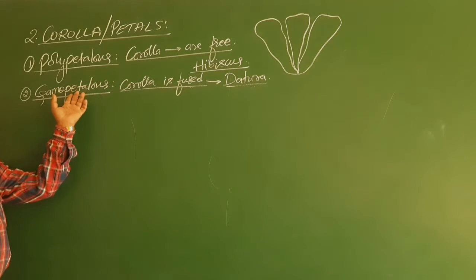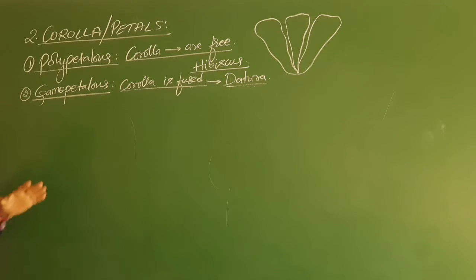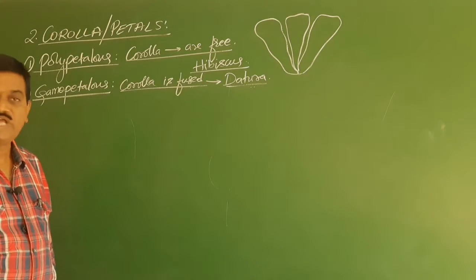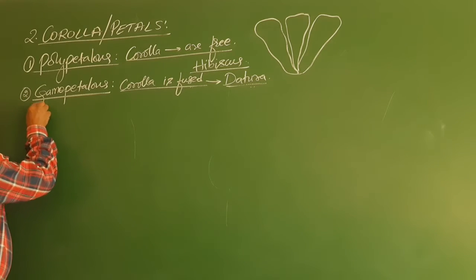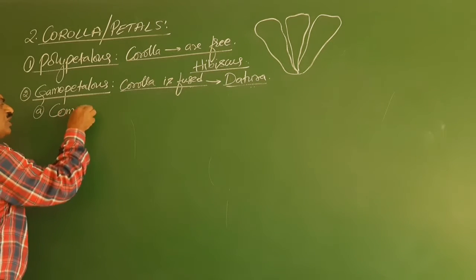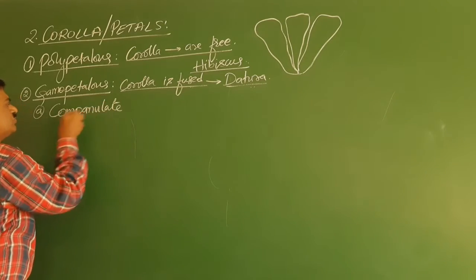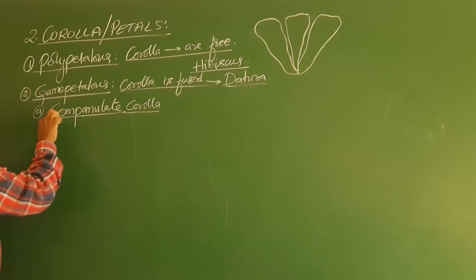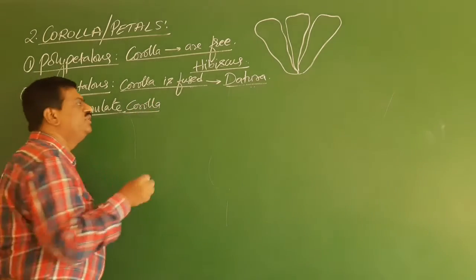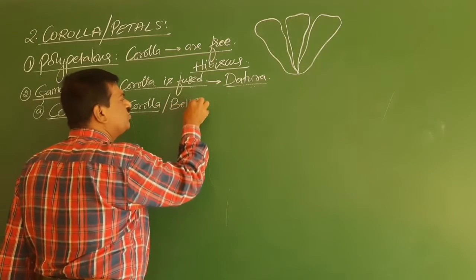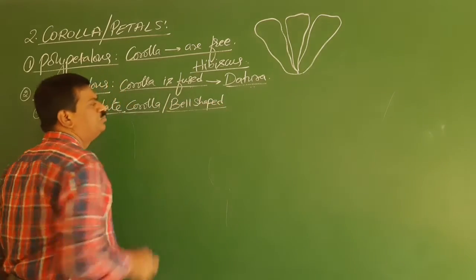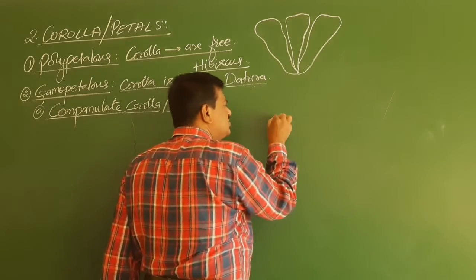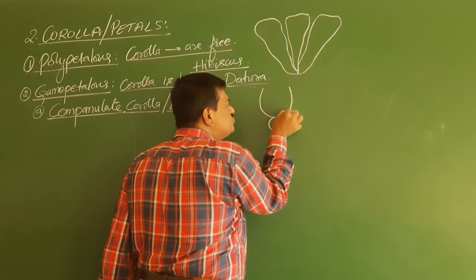So petals are fused. In gamopetalous, we are going into detail. There are different types under gamopetalous. So we are talking about the first one called campanulate corolla. Campanulate corolla is also called bell-shaped corolla. Just have a look here. There is a presence of a small structure like this. From here the corolla is fused like this.